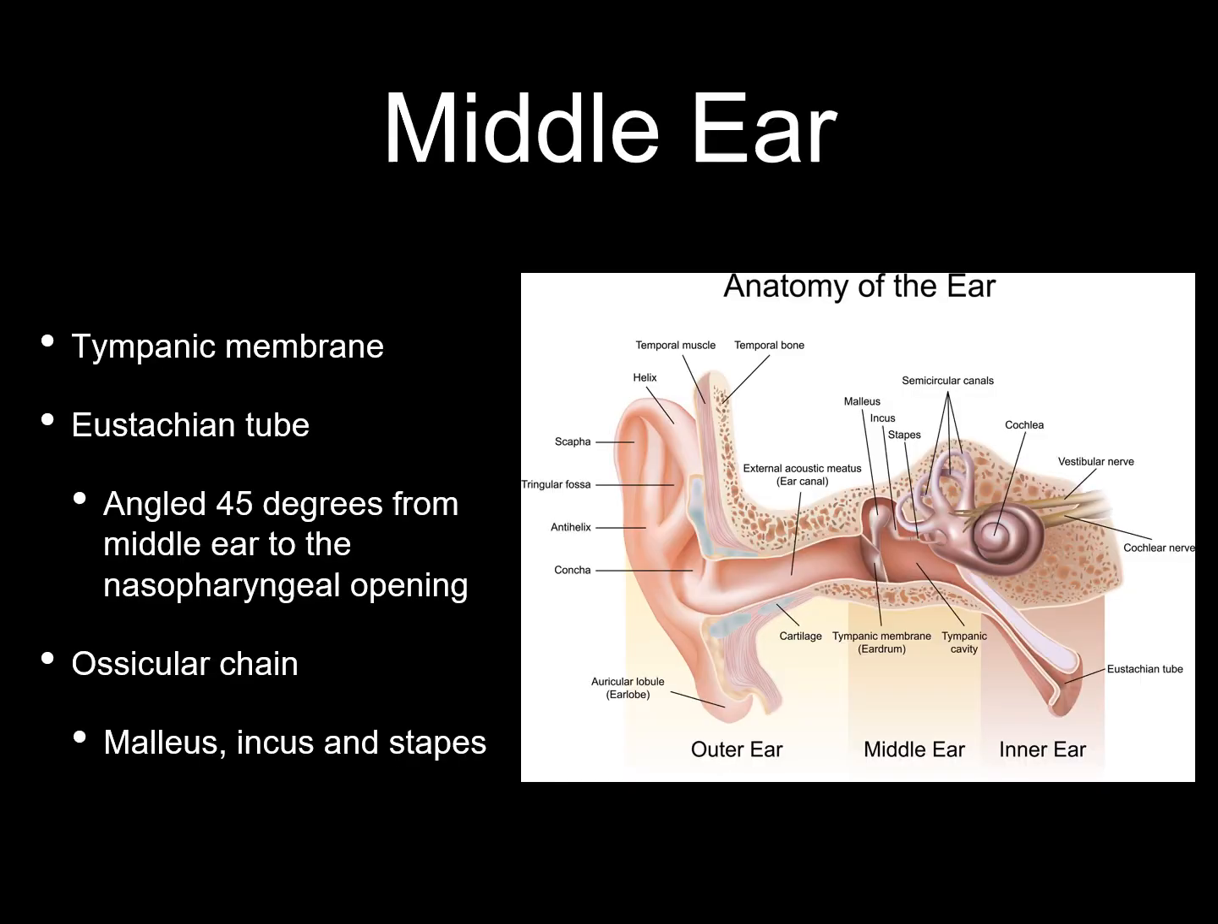We now proceed to the middle ear. The middle ear is bounded laterally by the tympanic membrane and medially by the promontory of the horizontal semicircular canal. There is a eustachian tube which is angled 45 degrees from the middle ear to the nasopharyngeal opening. And the middle ear houses the ossicles, which are the malleus, incus, and stapes.